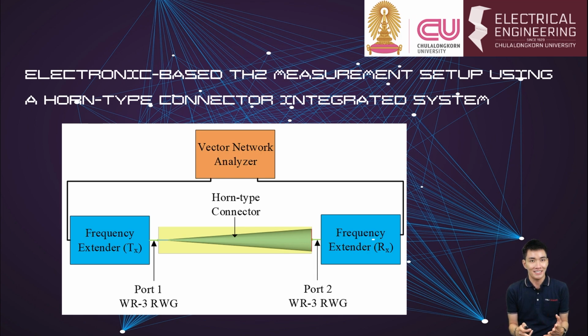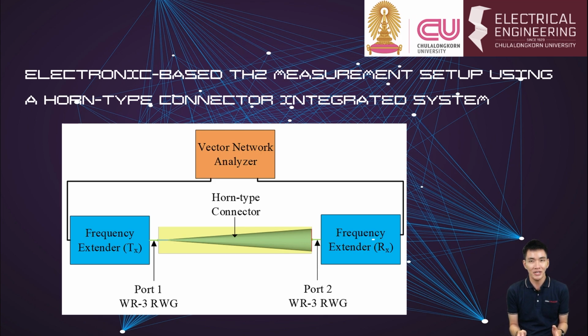As shown in this figure, the electronic-based terahertz measurement setup comprises the setup of a horn-type connector integrated system. Two high-frequency extenders operating from 220 to 325 GHz are connected to a network analyzer to ensure the terahertz test signal is sent, received, and analyzed.